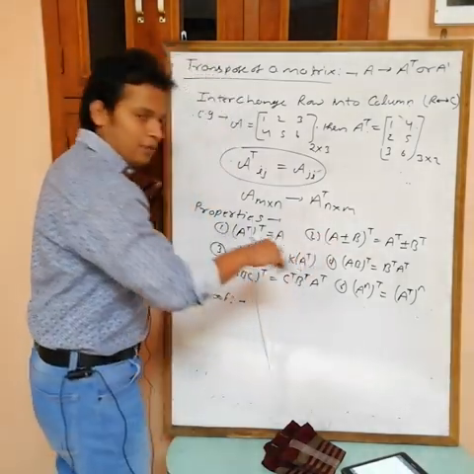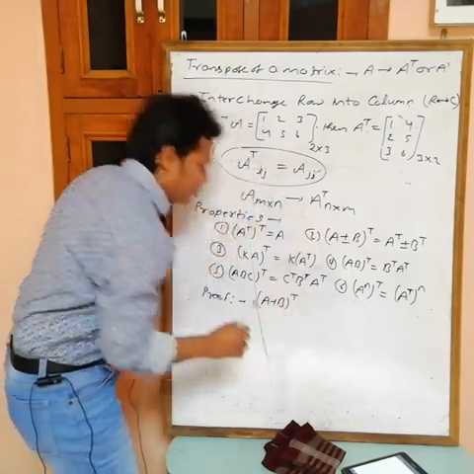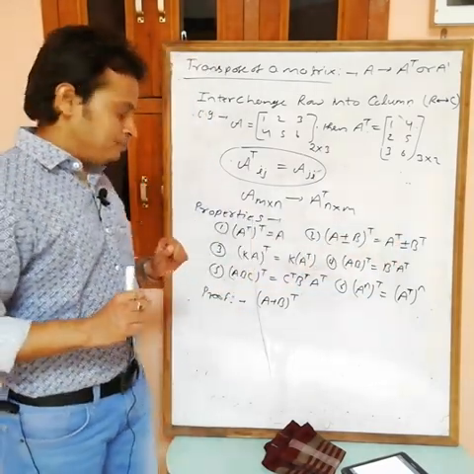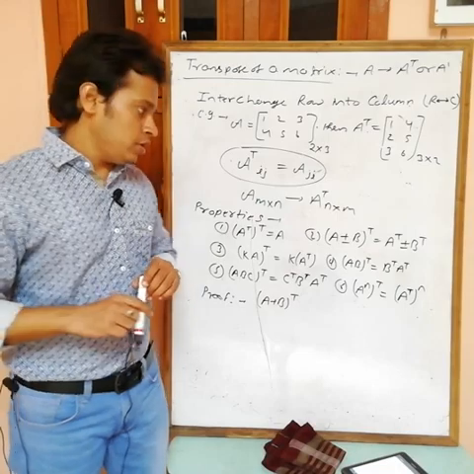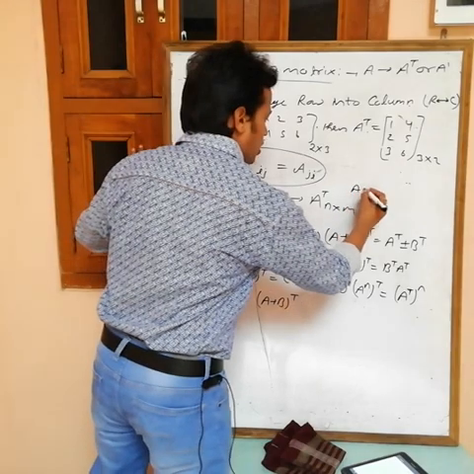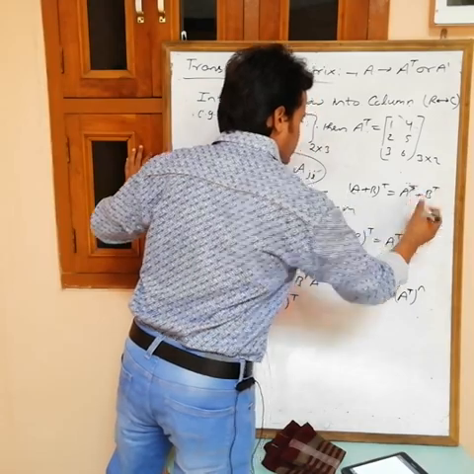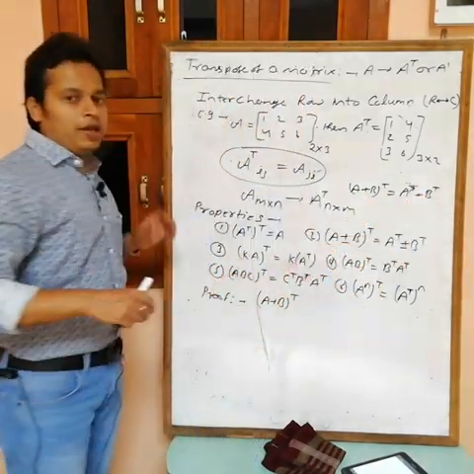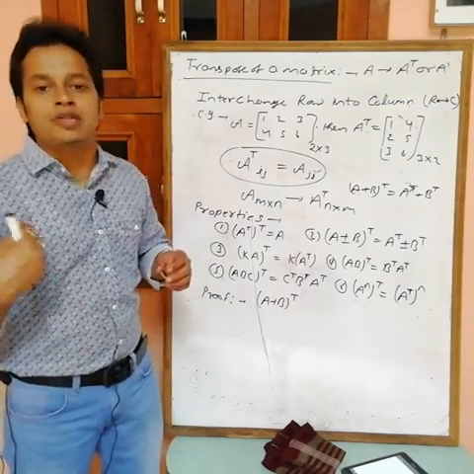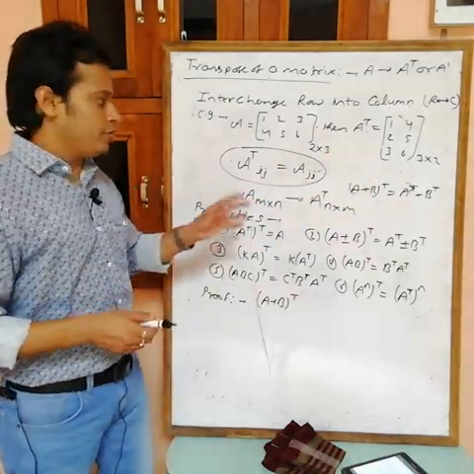Now I am proving for A plus B. Okay, A plus B transpose. I want to prove that A plus B transpose is equal to A transpose plus B transpose. It means I want to prove that these two matrices are the same. Any two matrices are the same if they have the same order and corresponding elements are the same. Actually they have the same order, so I am not checking for order because obviously the order is the same.